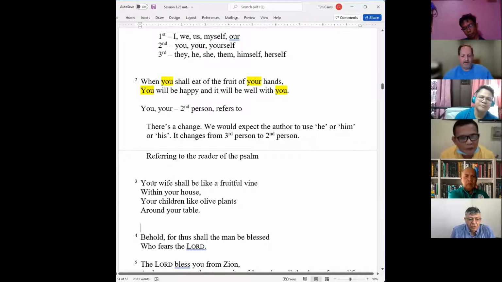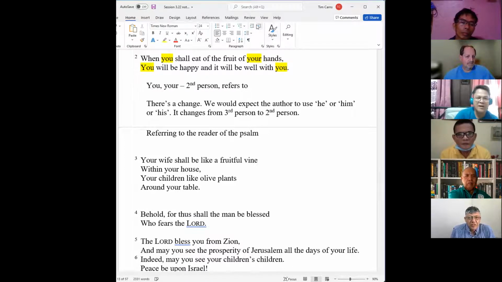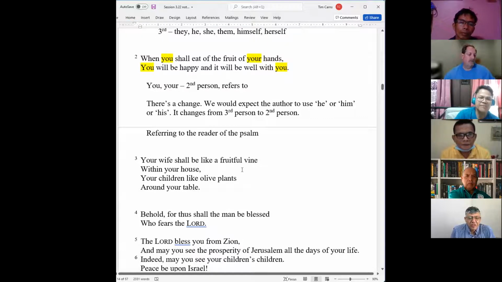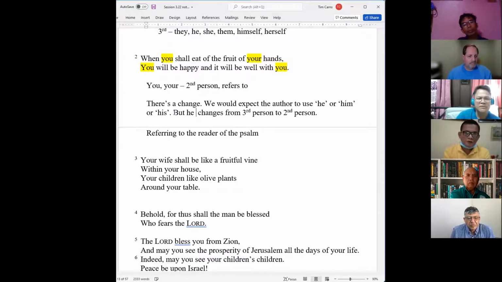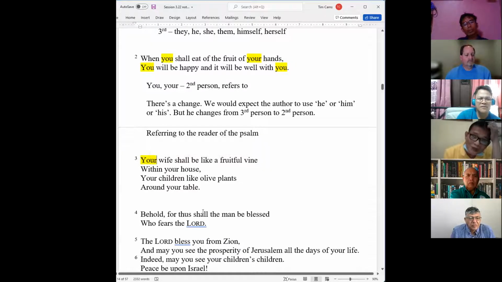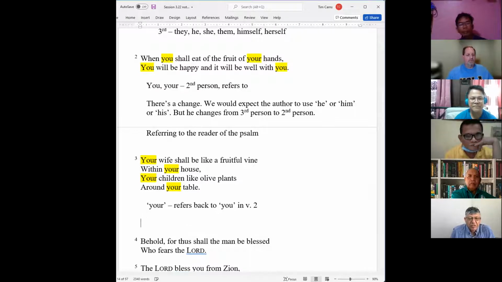Okay, Alan, I'll have you do verse 3. Your wife shall be like a fruitful vine within your house, your children like olive plants around your table. So pronoun, your. Your wife, your house. The only pronoun here is your, right? And that your refers back to the same person, the you in verse 2. But now notice we are given some indication of who the specific audience is.